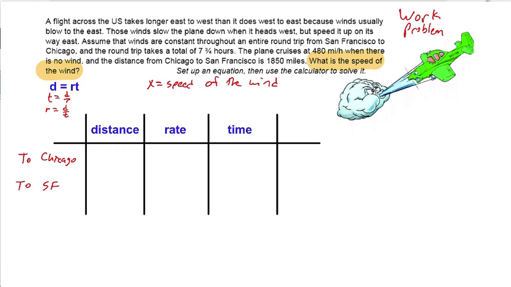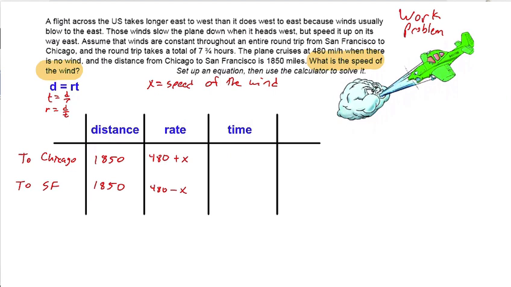Now, the distance is the same either way. It's 1,850 miles either way. But the rate at which the plane is flying is different. When it is flying to Chicago, the plane's engine itself is making it go 480 miles per hour. But it is being pushed along, it is being made faster by whatever the wind speed is. So its new speed is 480 plus x. Meanwhile, on the way back to San Francisco, the plane can travel at 480 miles per hour, but it is slowed down, its rate is decreased by x.